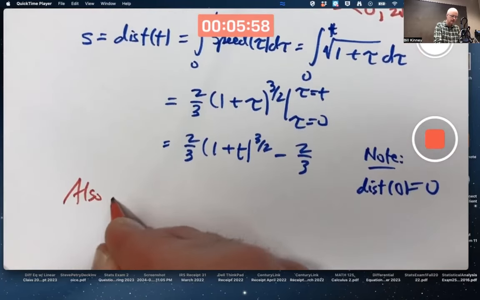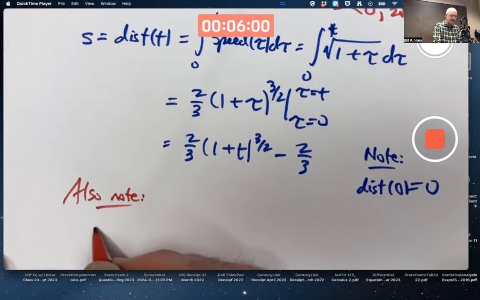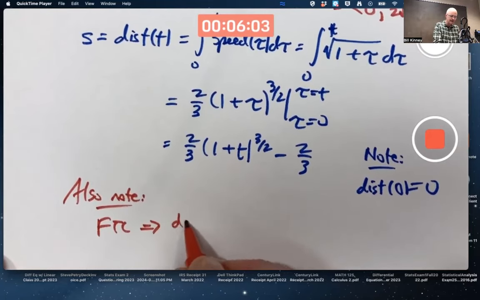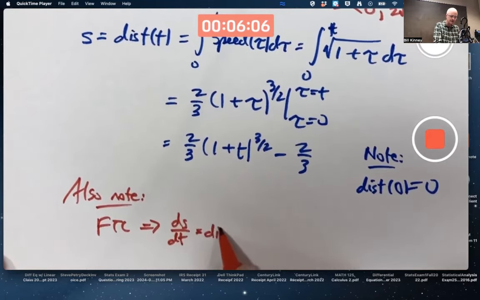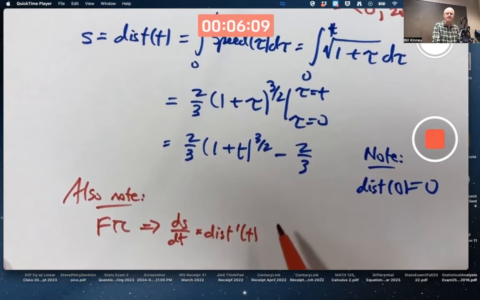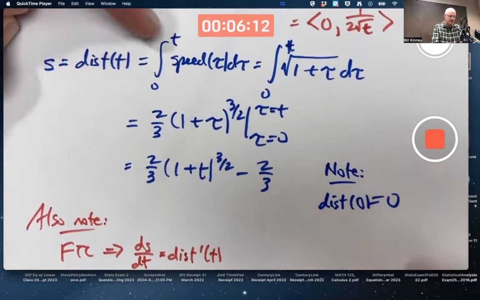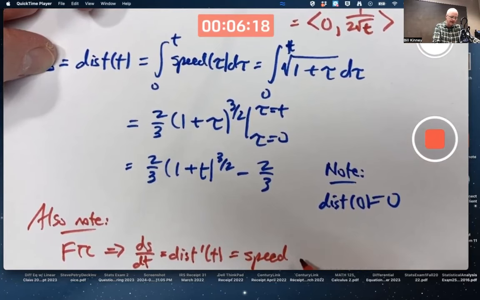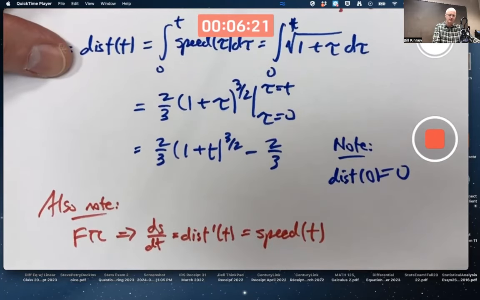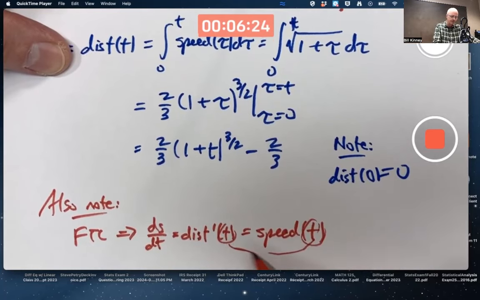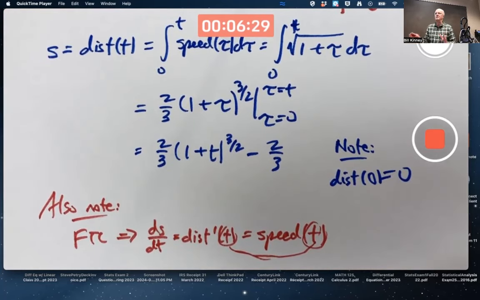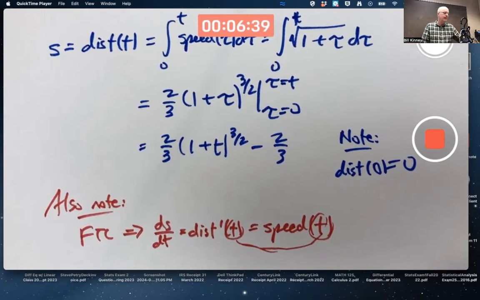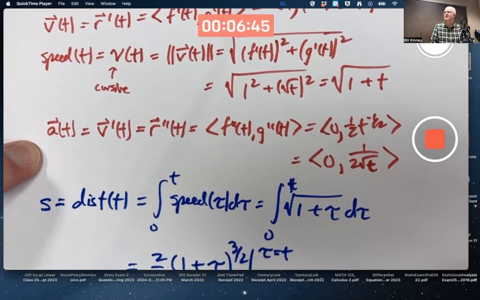Also note, by the FTC, ds dt, which you could also call dist prime of t, the derivative of the integral is the function you're integrating. The derivative of the distance traveled is the speed. Use the same variable here, though, t. Don't use tau, because you want those to match. Okay, so this is stuff we already knew. What I want to do now is write the acceleration vector in various ways. First in the abstract, and then for the particular example.